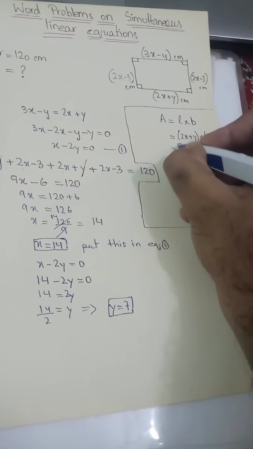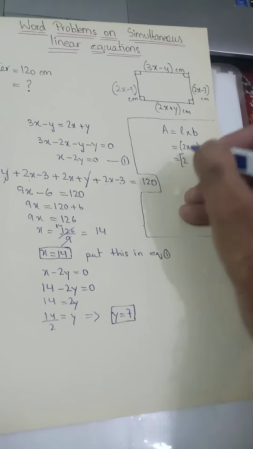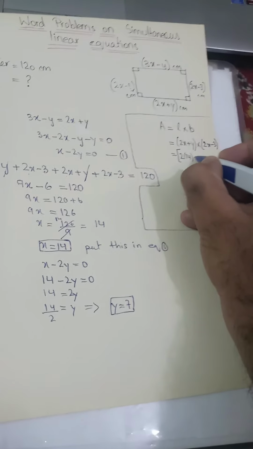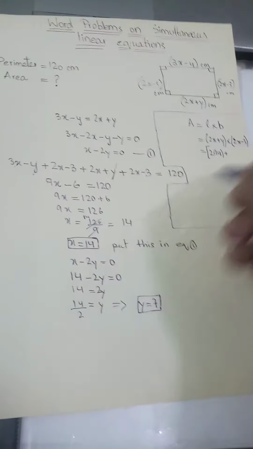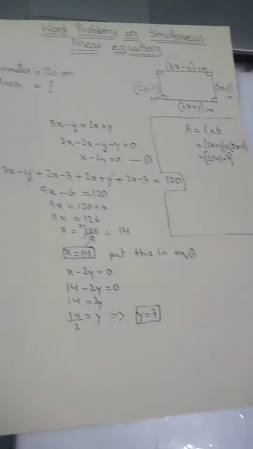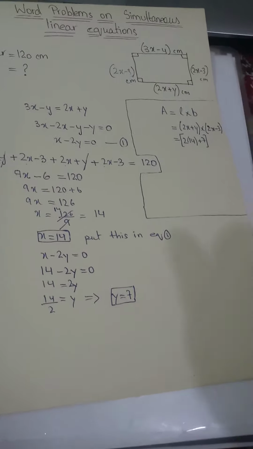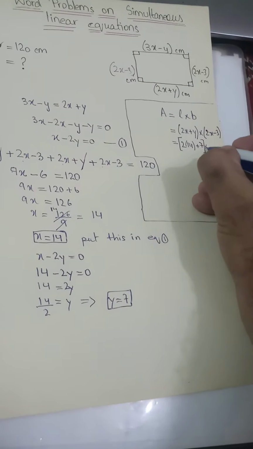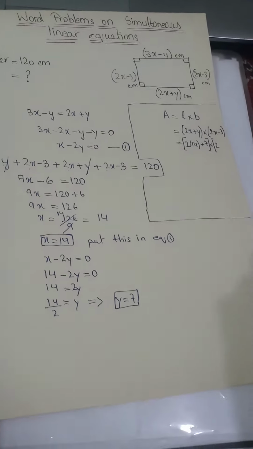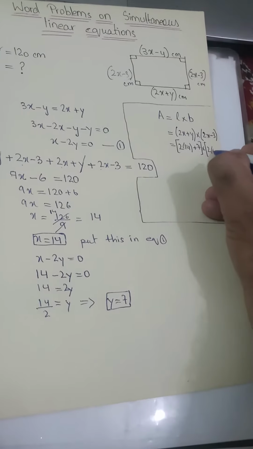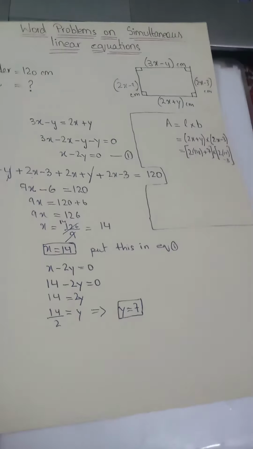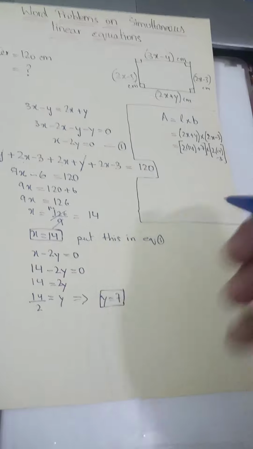I will use a square bracket this time, 2 as it is. I have x as 14, so I will write 14 in place of x, and then I have the value of y as 7, so I will write 7 over here, and I will close this bracket. And then I will again use a square bracket. I will write 2, and I have x equals 14, and then I will write minus 3, and I will close my bracket over here since I have limited space.